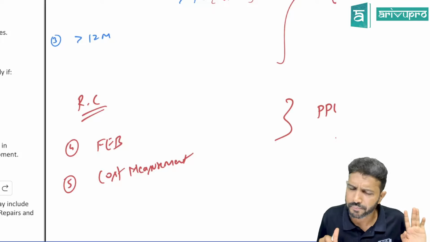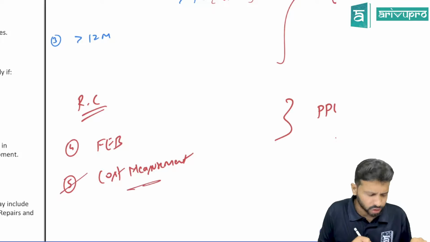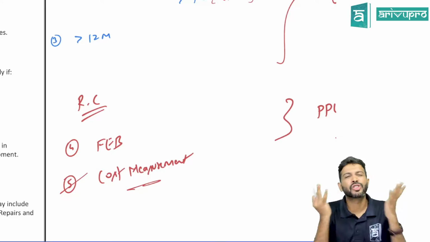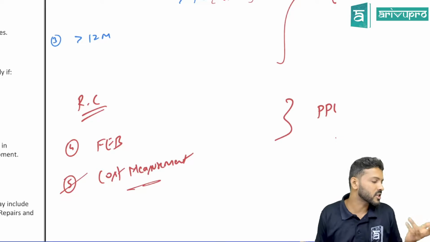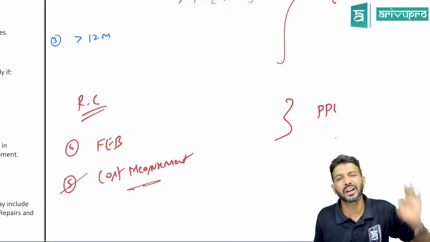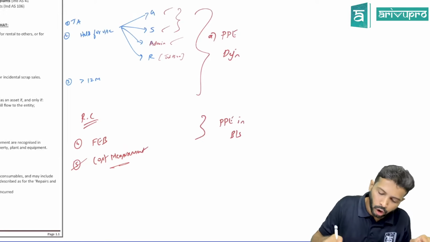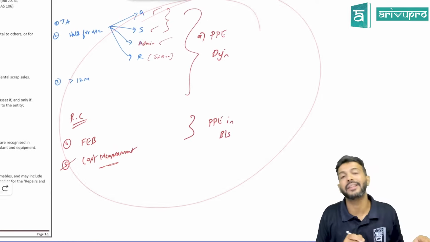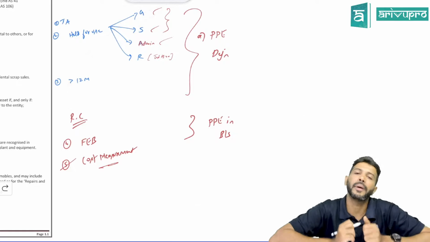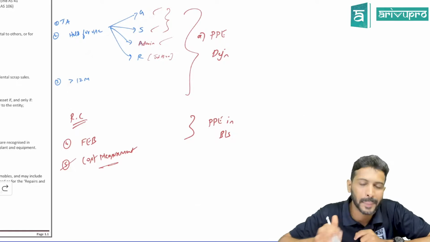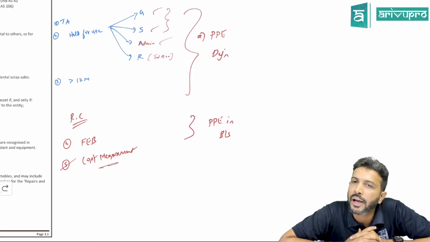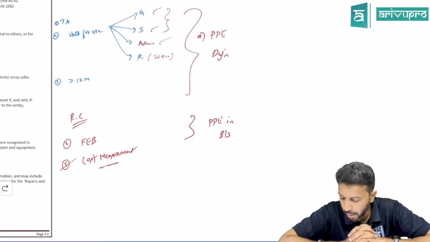Are we fine? The last one is cost measurement. How much you spent to buy or to construct that property, plant and equipment, that cost you should be able to tell properly. Okay, so if all these 5 features are satisfied, then property, plant and equipment will be shown in your balance sheet. Okay, guys. Any problem, guys?